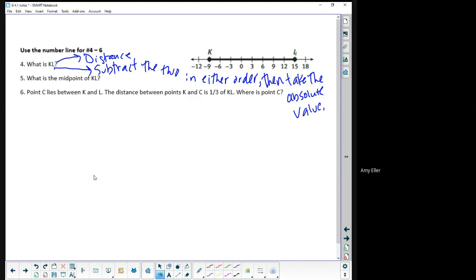Number 5. What is the midpoint of KL? Let's go ahead and mark your paper with what we just found, that this distance is 24. If I want the middle point and they're 24 apart, how far away is the middle point? 12. So let's go 12 this way and 12 this way. What number would I land at? 3. Easier for me to think about that from the 15. 12 away from the 15 is 3.